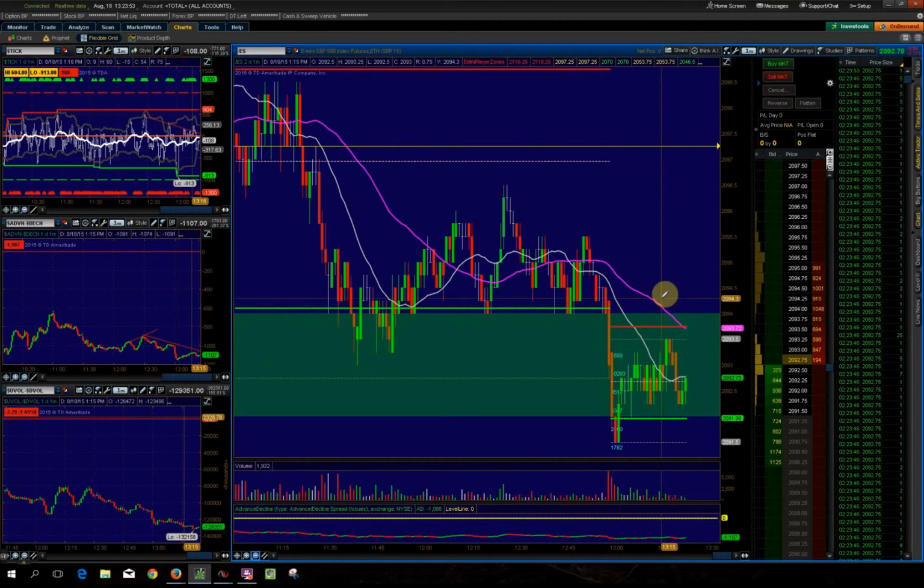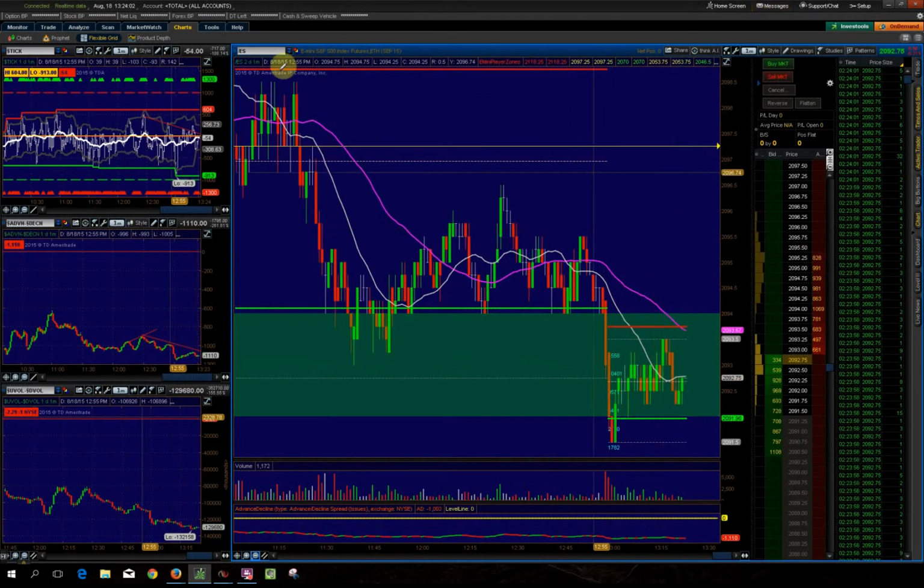I mean, it shouldn't come back and retrace the whole way into that. But again, not just looking at price, but looking at market internals will give you a better idea of how and why to do that.